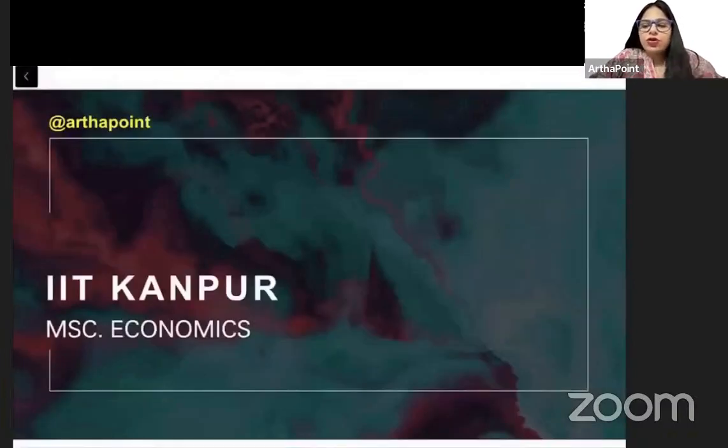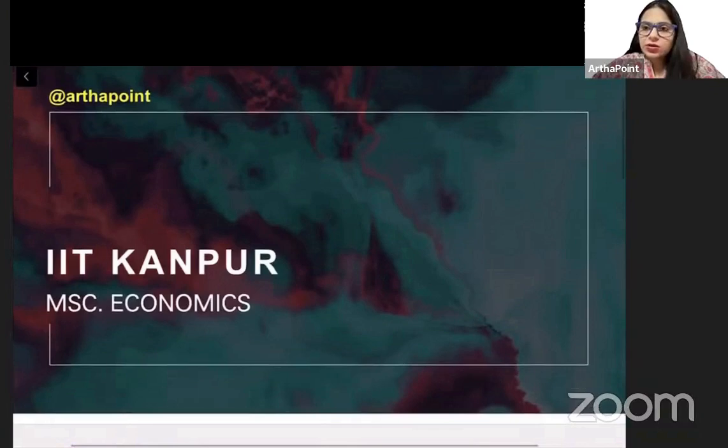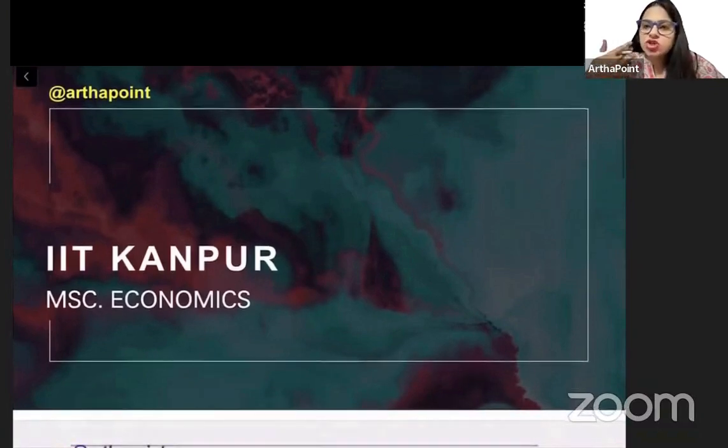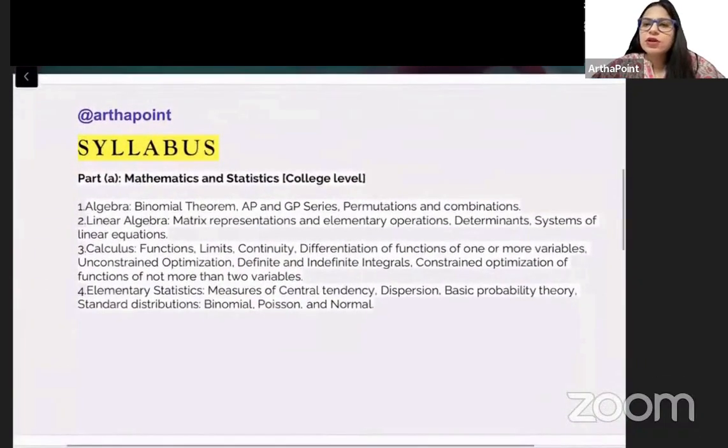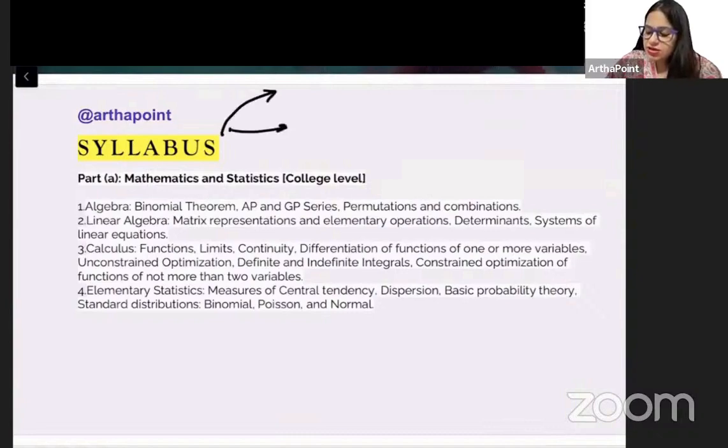I'm going to discuss how you should be preparing for your IIT Kanpur paper and what you should be focusing on. Before I start with the strategy for preparation, we will quickly look at the syllabus of the IIT Kanpur paper. Try to understand that the entire syllabus can be divided into three parts. The first part is maths plus stats.